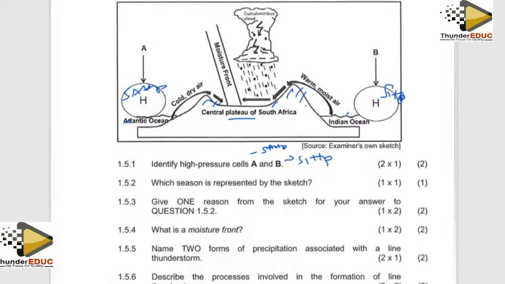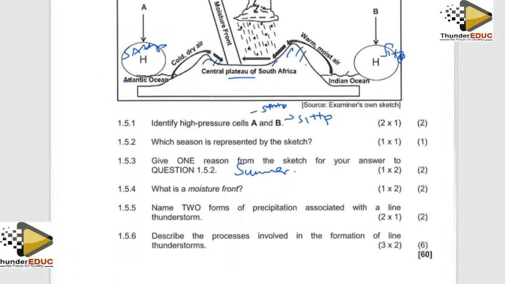We proceed. Which season is represented in the diagram? Obviously, the season represented in the diagram is summer. Why summer? Because in the interior you can see there is rainfall. Remember, the interior experiences this kind of rainfall during summer. Somewhere here we have the cumulonimbus clouds that are responsible for this kind of rainfall. Another thing, we have the moisture front. Then you also have the converging air. Remember, air converges if it's a low pressure. So a low pressure in the interior develops only during summer. Those are reasons that can be given. However, it's not asked, but we're trying to find a way of answering the question.